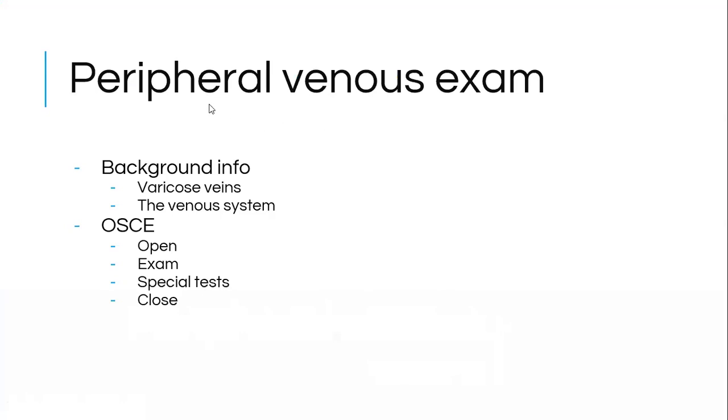Okay. So the peripheral venous exam, again, I'm going to go through some background information. I'm going to talk about varicose veins and how the venous system works. Then we'll go through the OSCE. Surprise, again, we go with the opening bit, the exam itself, any special tests, and then the closing part.